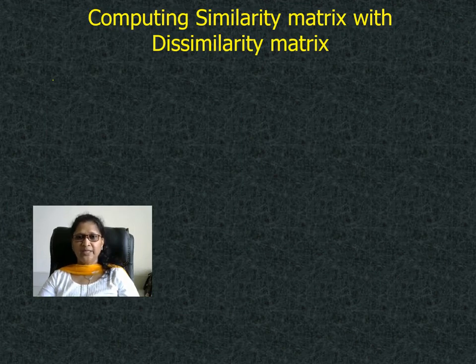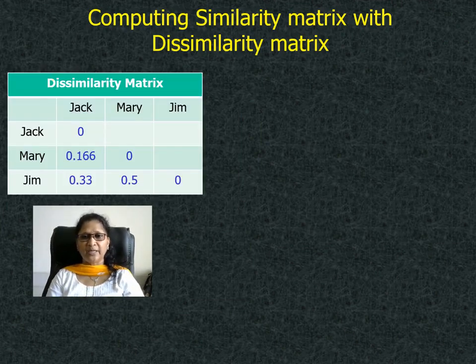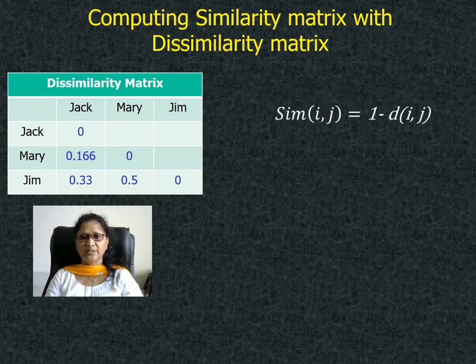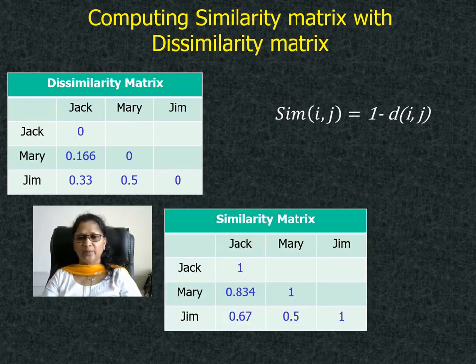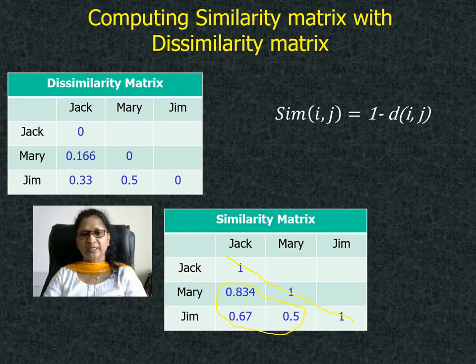Now computing similarity matrix with dissimilarity. What we computed is dissimilarity. So from dissimilarity we can always compute similarity. That is our formula, which is similarity is computed with 1 minus dissimilarity. So this was our dissimilarity matrix from which we can always compute similarity. And every object is similar with itself, so we get diagonal values as 1 1. And we have learnt in earlier video lecture that similarity and dissimilarity are symmetric, so we fill up only lower triangular matrix.